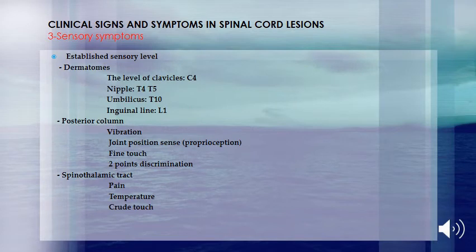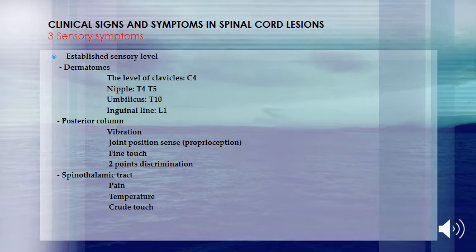Now we discuss the third clinical sign and symptom in the spinal cord lesion, which is sensory symptoms and signs. The first thing you must know is what a dermatome is. The dermatomes are sensory nerve fibers that innervate a segment of skin and are associated with a single spinal cord level. So the sensory symptoms and signs are very important in localizing the lesion of the spinal cord.